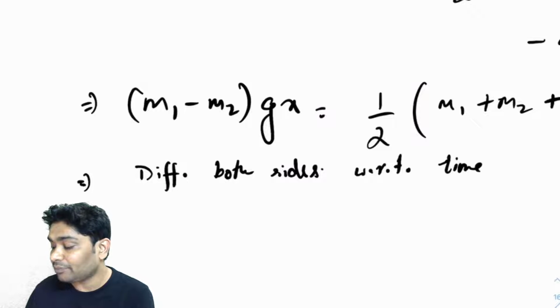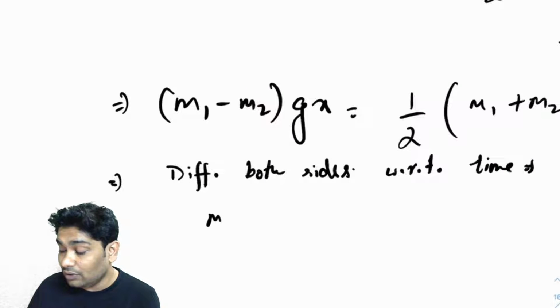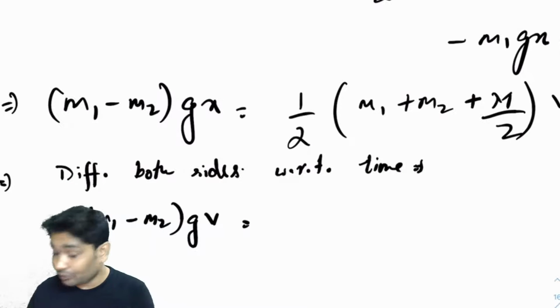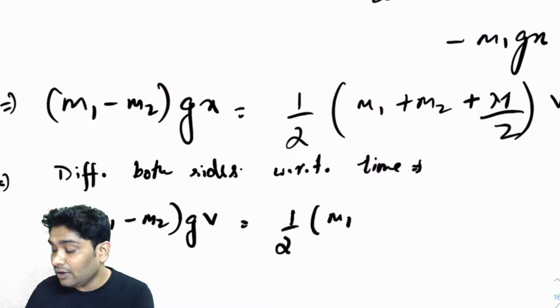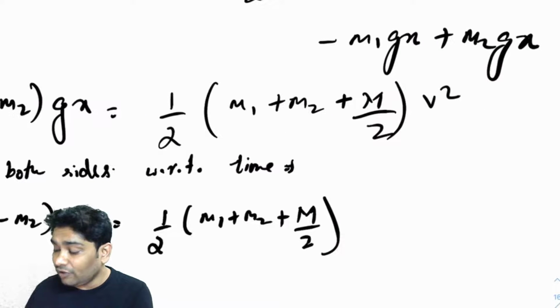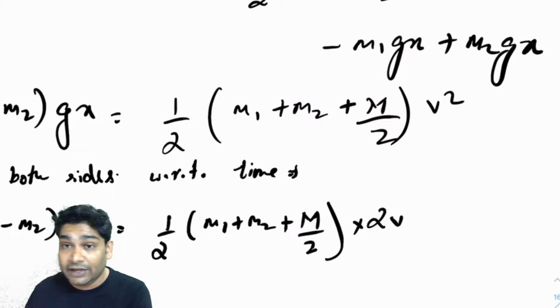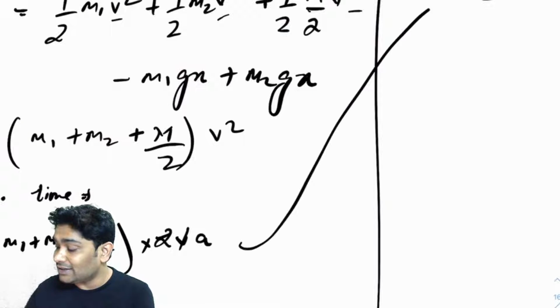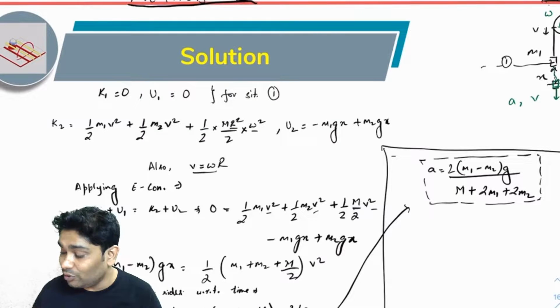With respect to time, let's see what that gives you. So (M1 minus M2) g times the derivative of x with time would be v. Right? dx by dt is nothing but v, the speed. Similarly, here I am getting half (M1 plus M2 plus M by 2) times the derivative of v square, that would be 2v into dv by dt. dv by dt is nothing but a. Alright, now I can cancel these out, and what I get is my a as this.